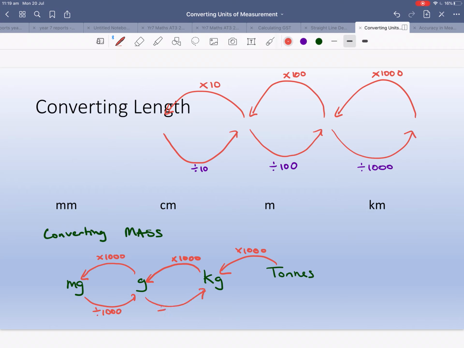If we're going to do the flow diagram from this side onwards, we're going to go here. All right. So that's how we're going to convert mass. Now, the difference with mass is that it's consistent. It's all 1,000. With our normal units of measurement of meters, centimeters, millimeters, all those things, they change by a factor of 10. Okay. So make sure you write this down.